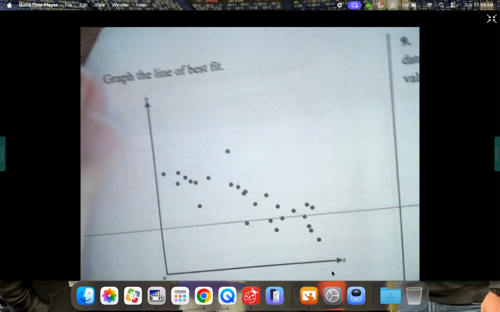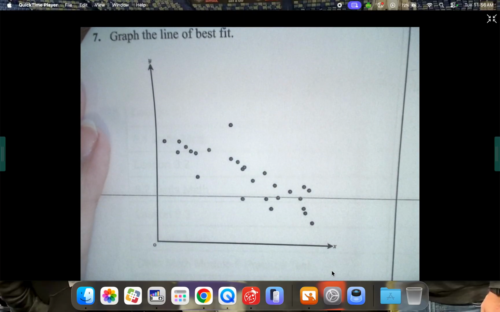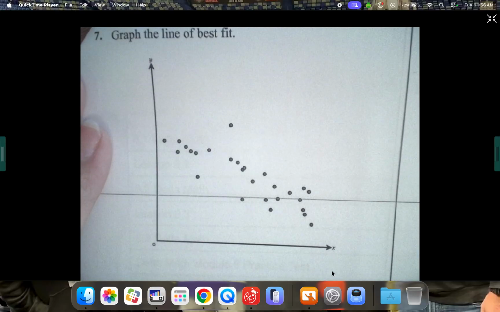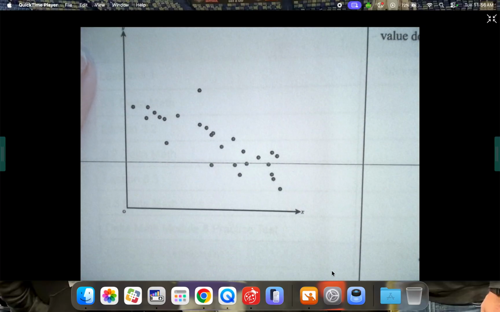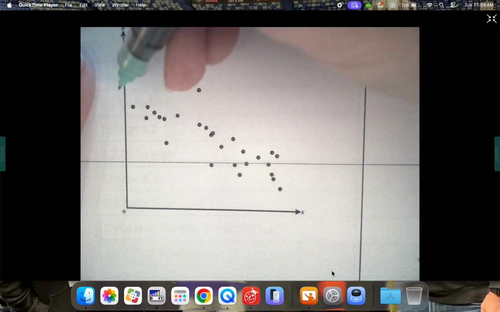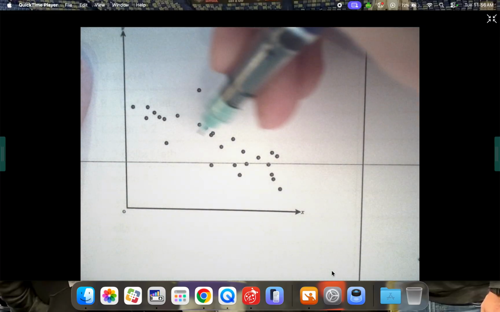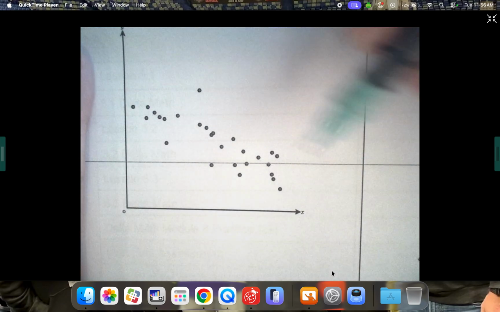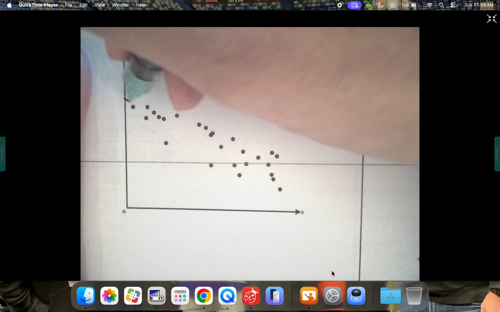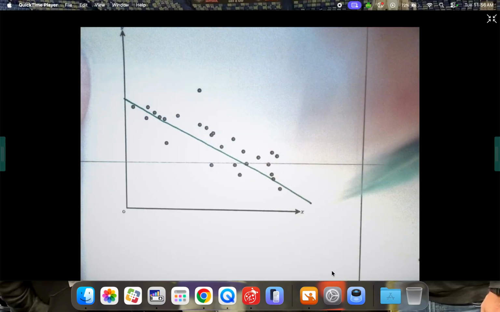Okay. The next section is going to be really easy. You're just going to graph in a line of best fit, so a trend line. It doesn't have to be perfect, but you're going to draw a line in where it kind of goes through most of the points as accurately as possible. So I would maybe draw something like that.